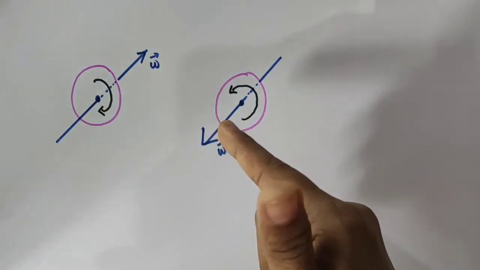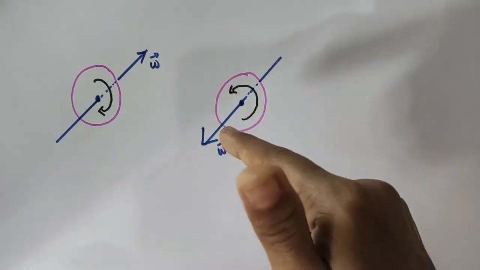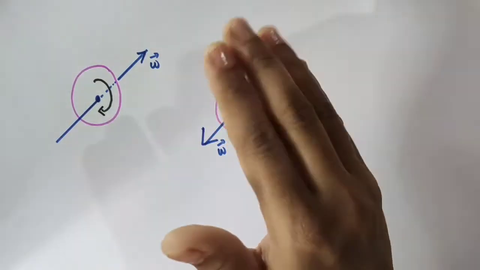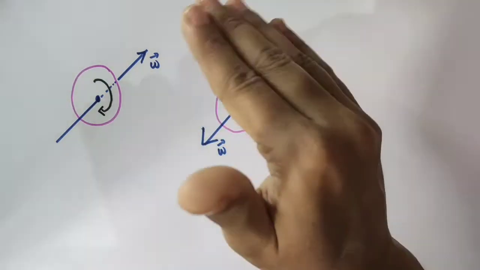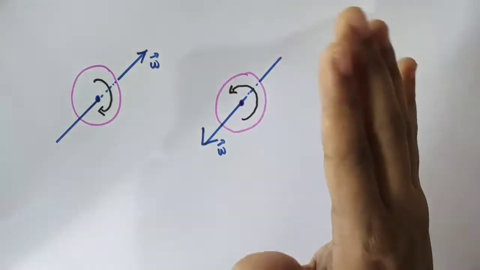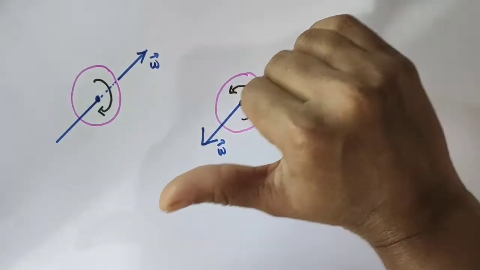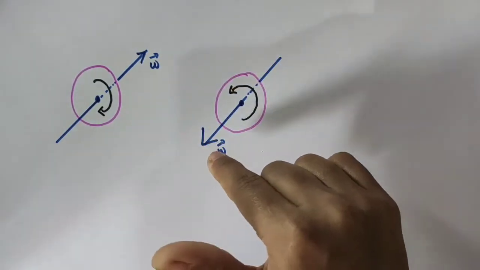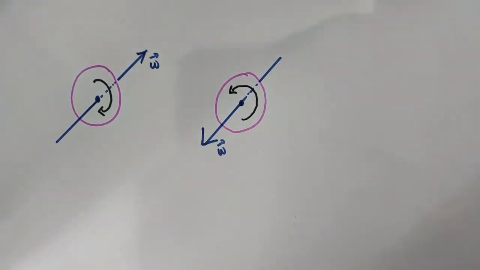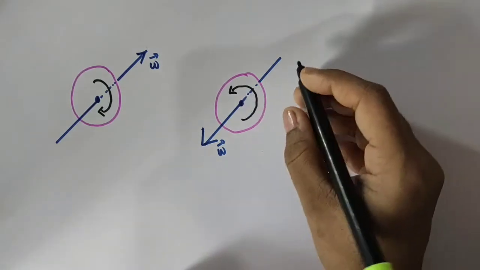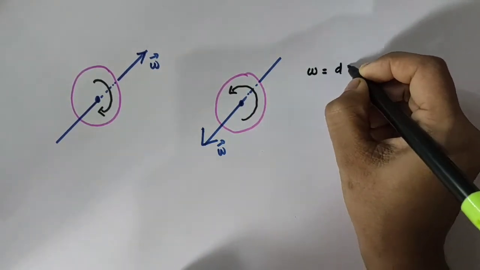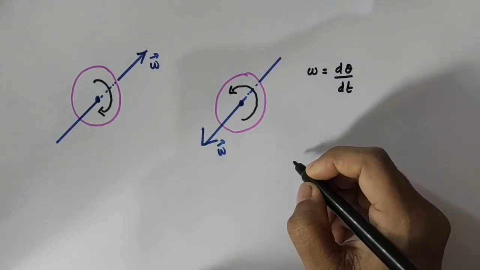Alright, then in this case, the body is rotating in the anti-clockwise direction. So we curl our fingers in the anti-clockwise direction. Our thumb points in this direction now. That gives us the direction of angular velocity vector omega. Alright, so I hope you got an idea about the direction of angular velocity. What about the magnitude of angular velocity? Omega is equal to d theta divided by dt.